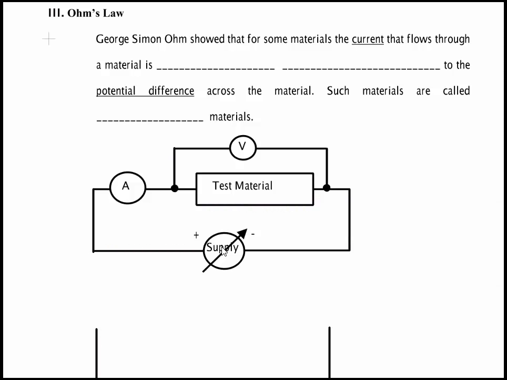In this video, we'll talk about ohmic materials and Ohm's law. George Simon Ohm showed that for some materials, the current that flows through the material is directly proportional to the potential difference across that material. Such materials are called ohmic materials after Ohm.